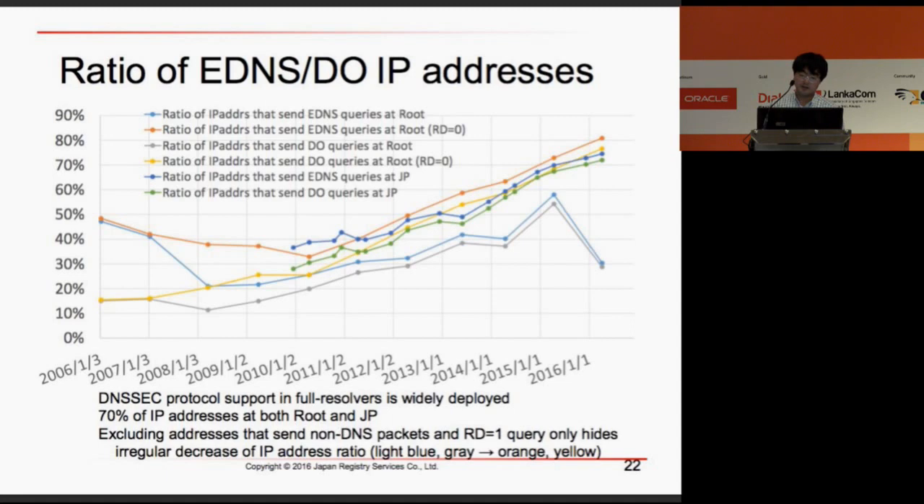Next graph shows ratio of EDNS0 DO IP addresses. DNSSEC protocol support in full service resolver is widely deployed. 70% of IP addresses at both root and JP support DNSSEC. And excluding addresses that send non-DNS packets and RD1 query only hides irregular decrease of IP address ratio, light blue gray line to orange and yellow line.